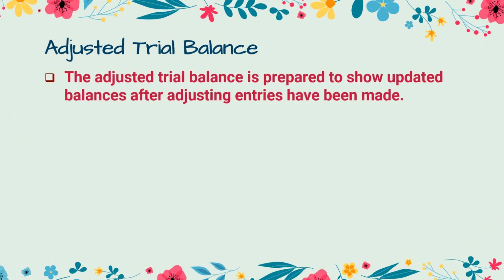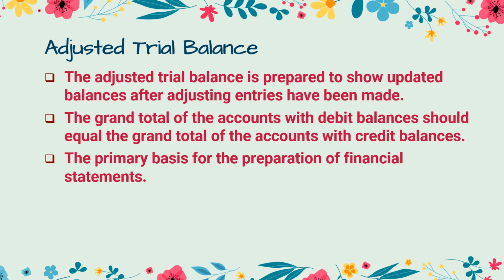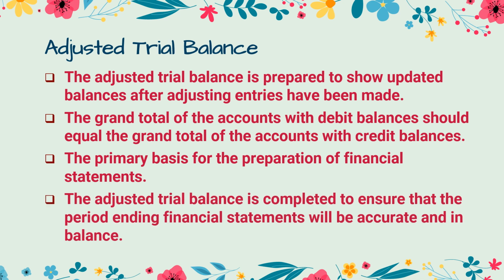The adjusted trial balance is prepared to show updated balances after adjusting entries have been made. The grand total of the accounts with debit balances should equal the grand total of the accounts with credit balances. It is also the primary basis for the preparation of financial statements. The adjusted trial balance is completed to ensure that the period-ending financial statement will be accurate and in balance.